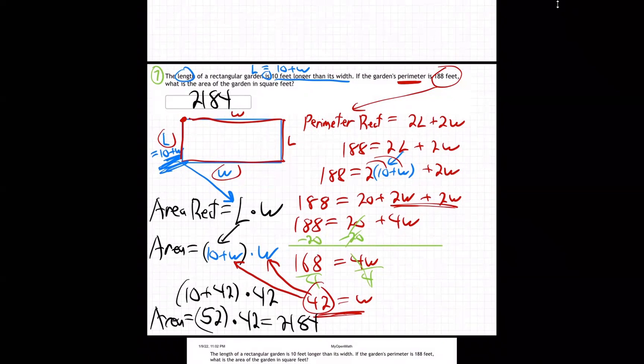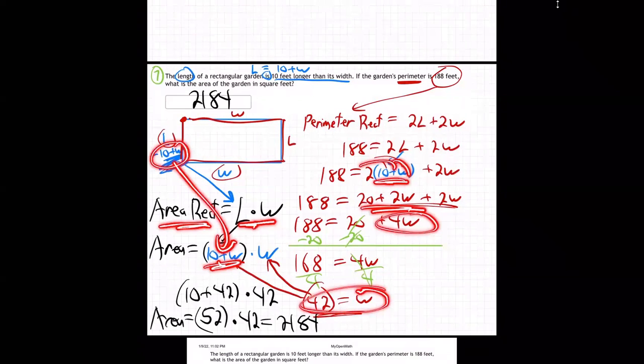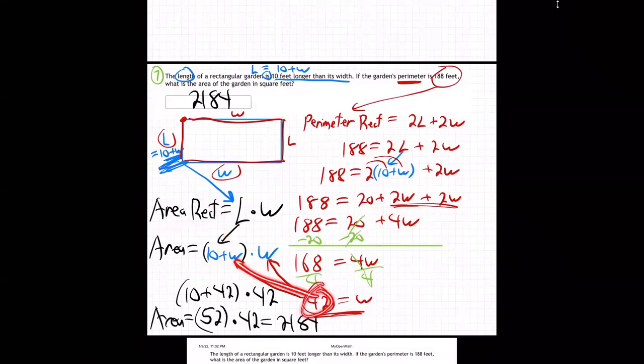There we go. So let me recap. What do we do? They told us the perimeter is 188. I wrote the perimeter formula for a rectangle, which is 2 lengths and 2 widths. So 188 is 2 lengths and 2 widths. And then I plugged in for the L 10 plus W because they told me the length is 10 longer than width. 10 plus W, distribute, combine like terms, solve for W. Then the area formula is length times width, where length is 10 plus W again, times the width. Plug in the width we found to be 42 in both spots. It's 52 times 42. And there we go. Found the area.